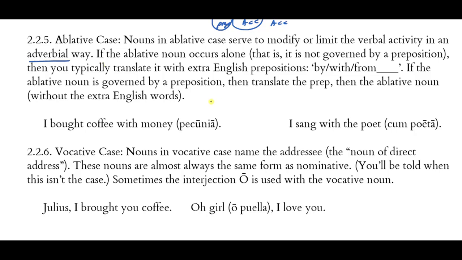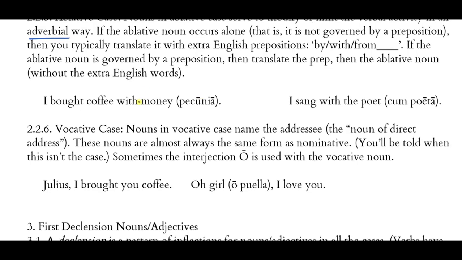So here are two examples, one of each sort of scenario here. I bought coffee, and then here is pecunia in the ablative case. There's no preposition here, but I need to translate this as "with money," because if I just say "I bought coffee money," it doesn't make good English sense. But the ablative is used to indicate by what means, with money. Okay, so there's a situation where I'm adding an extra word from English that's not in the Latin.